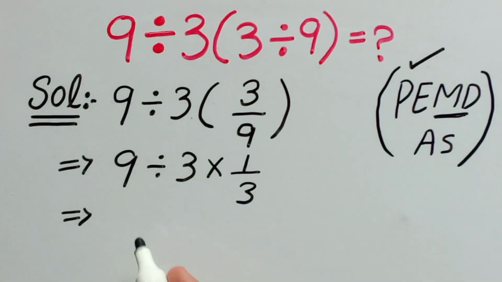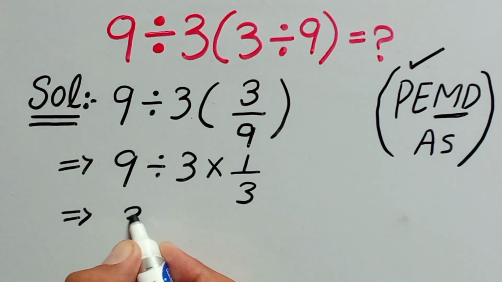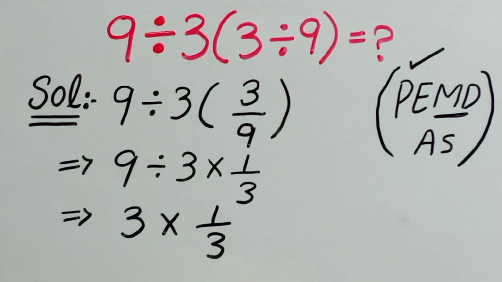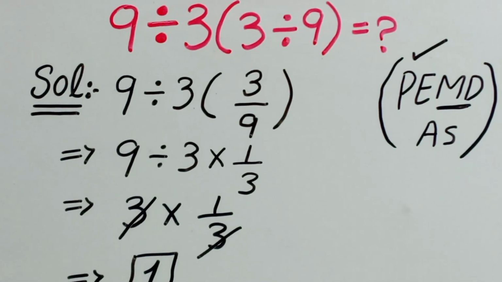So 9 ÷ 3 equals 3, times 1/3. Now here the 3 and 3 cancel with each other and the final answer of this question is just 1. Guys, this is the final answer of this question.